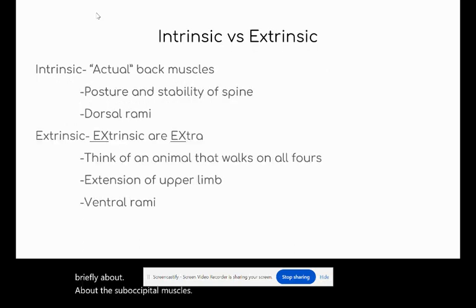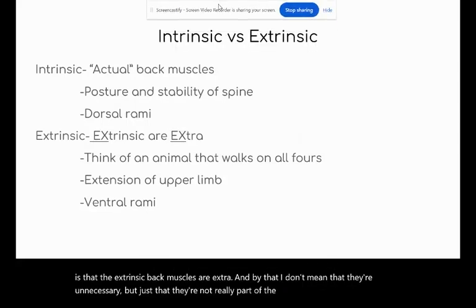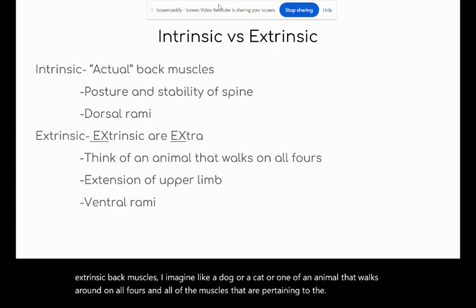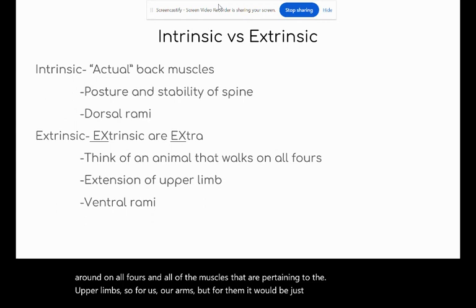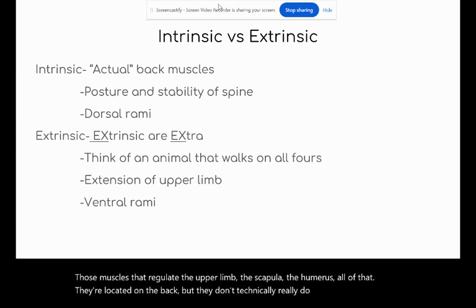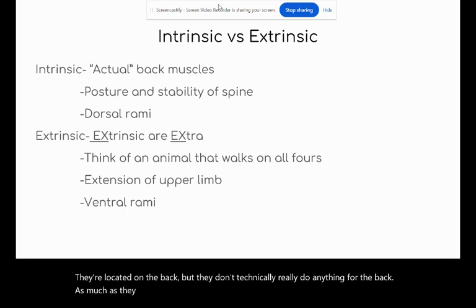So, in understanding intrinsic versus extrinsic back muscles, the way that I think about it is that the extrinsic back muscles are extra. And by that, I don't mean that they're unnecessary, but just that they're not really part of the back. When I think about the extrinsic back muscles, I imagine a dog or a cat or an animal that walks around on all fours, and all of the muscles pertaining to the upper limb, so for us our arms, but for them it would be just another one of their legs, those muscles that regulate the upper limb, the scapula, the humerus, all of that. They're located on the back, but they don't technically really do anything for the back as much as they do deal with that upper limb.